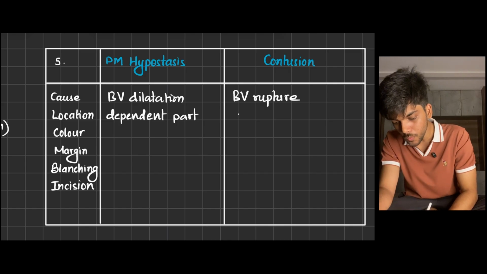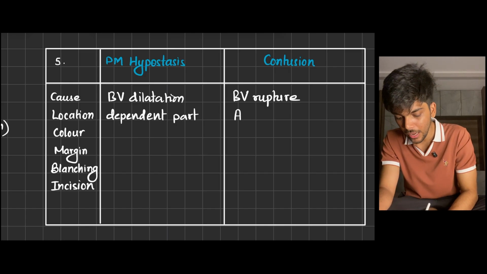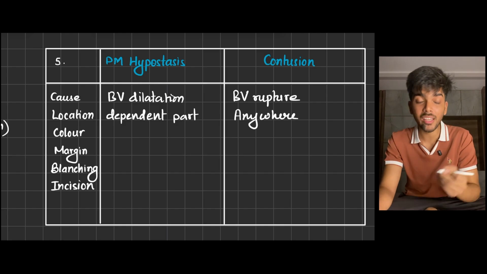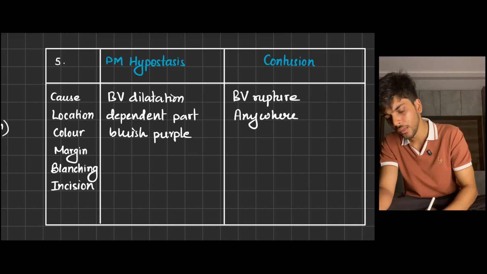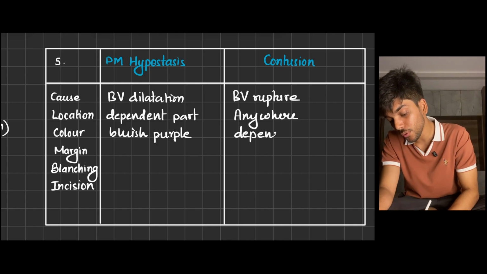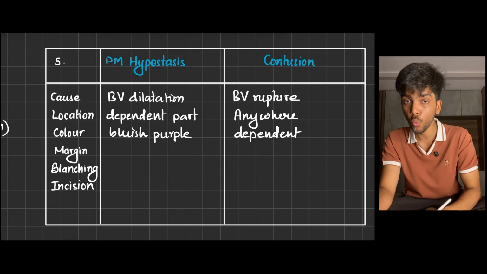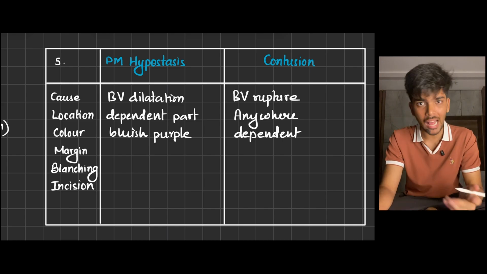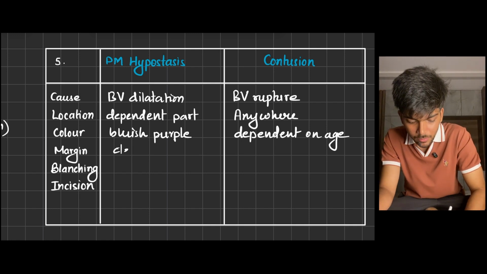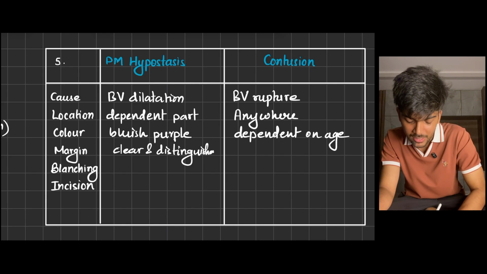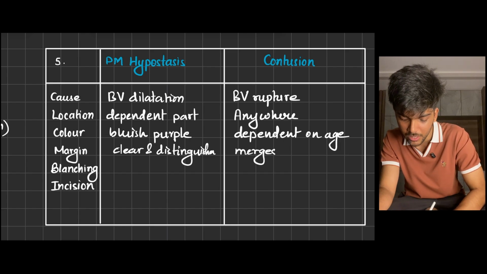Contusion can be anywhere depending on where the injury was sustained. Color, it is bluish purple in color. Well, this depends on the age of the bruise. It can either be red, blue, brown, green, yellow, dependent on age. Margin, it is clear and distinguishable. Well, this merges with the periphery. You can't demarcate the margin.